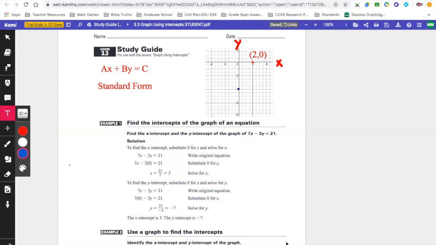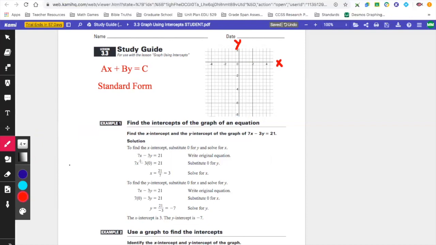If I had a coordinate on the y-axis, what would that coordinate look like? That would be the coordinate (0, -4). X is 0 and y is -4. If I'm going to land on the y-axis, that means that x would have to be 0. If I want to land on the x-axis, that means that y is 0. And we're going to use this concept in the equation to find the x and y intercept.